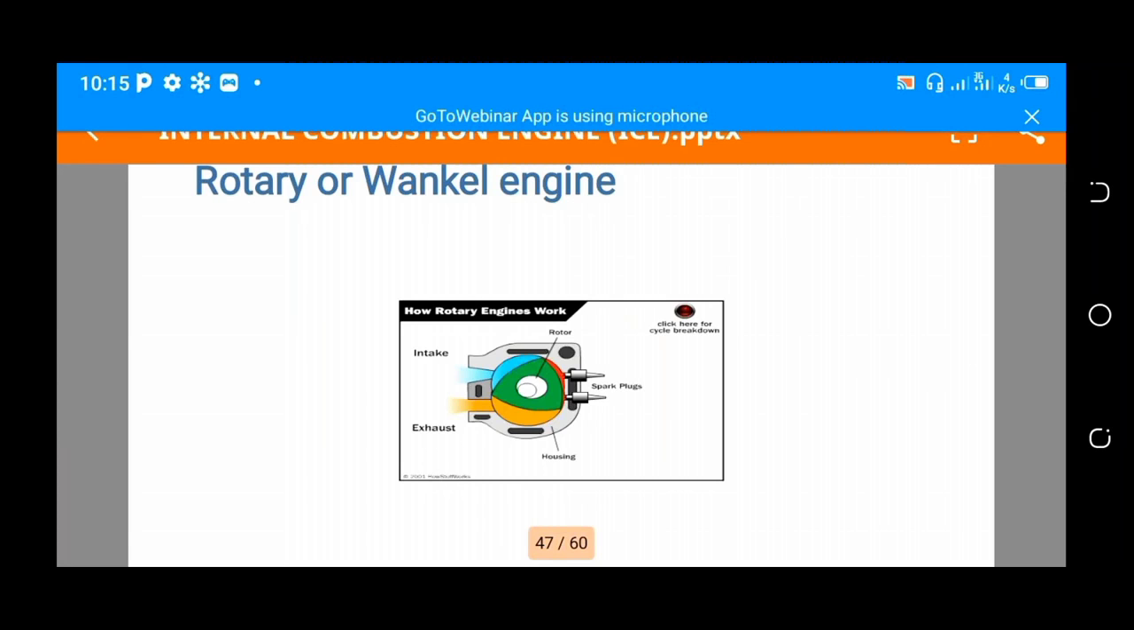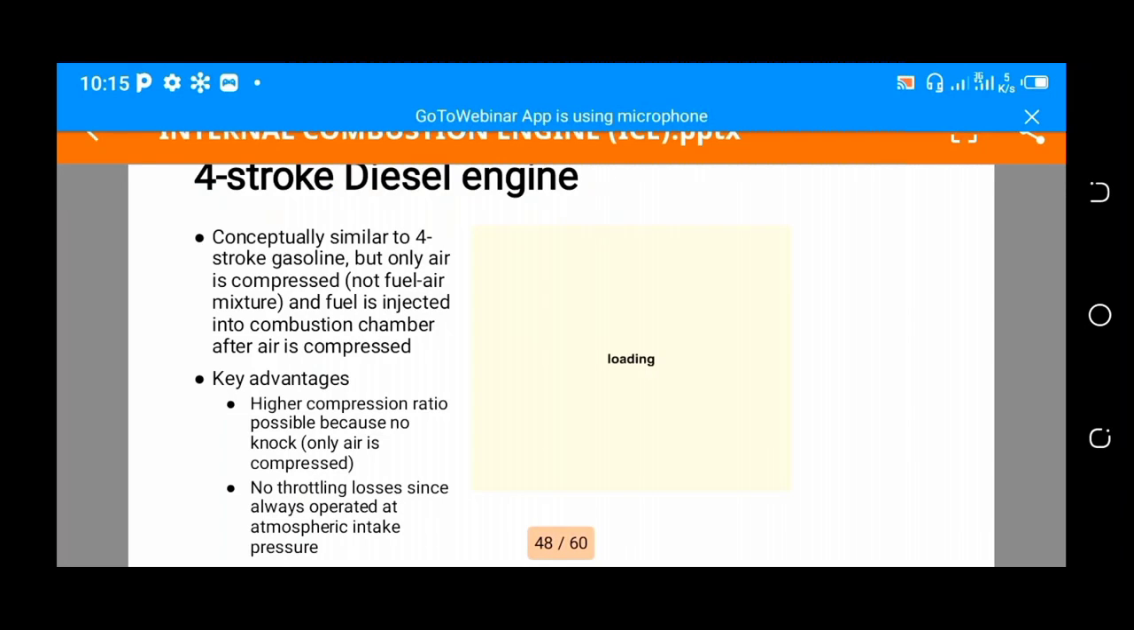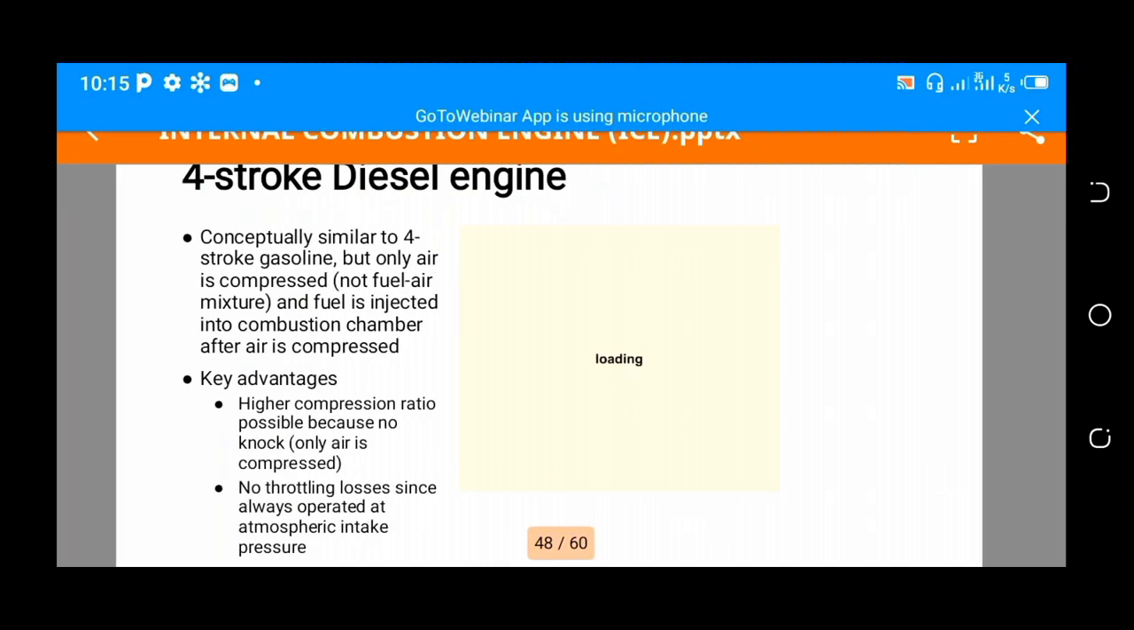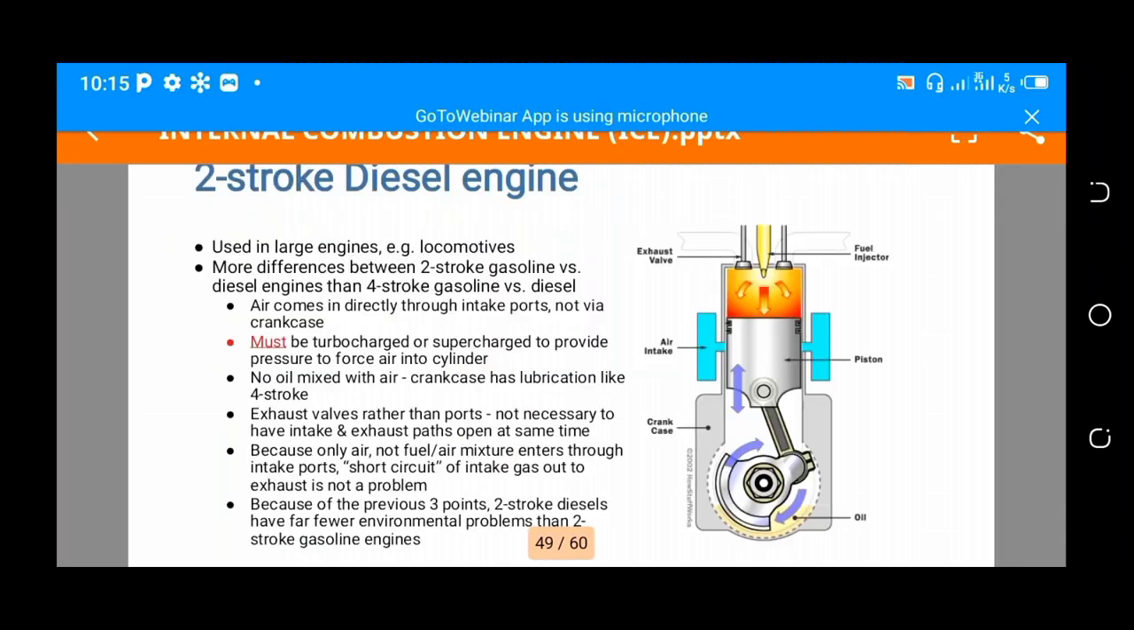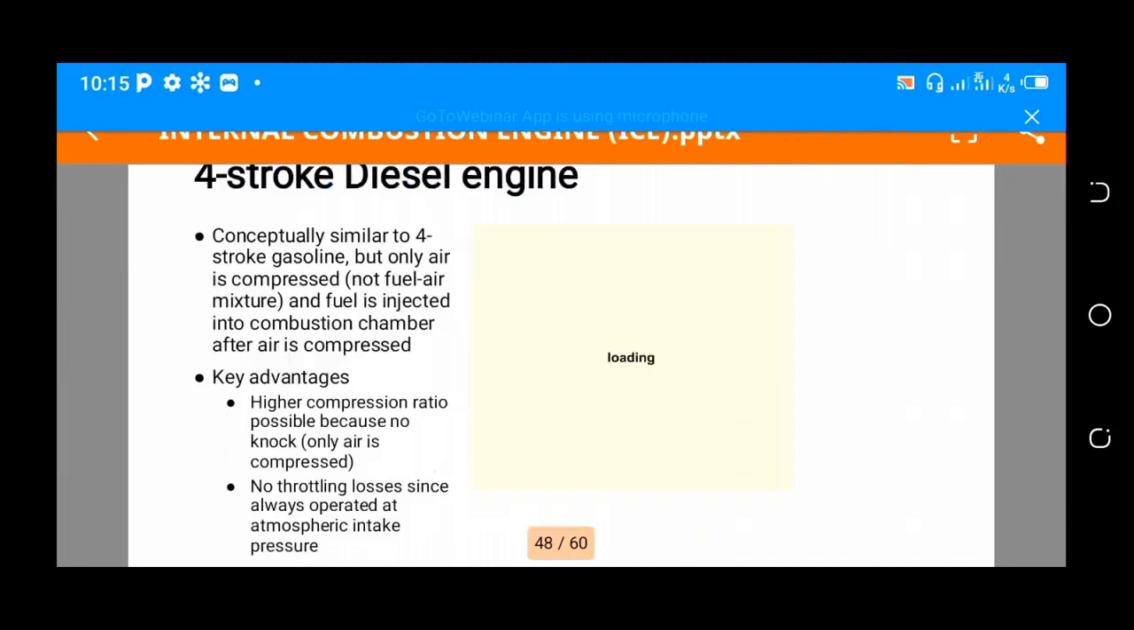And then we talk about the four stroke engine, advantages and disadvantages. So the next topic we'll talk about quickly is the two stroke engine and the four stroke engine. It's very important to know these two, the comparisons. When you see a four stroke engine or a diesel engine, what does it mean? When you see a two stroke engine, what does it mean?